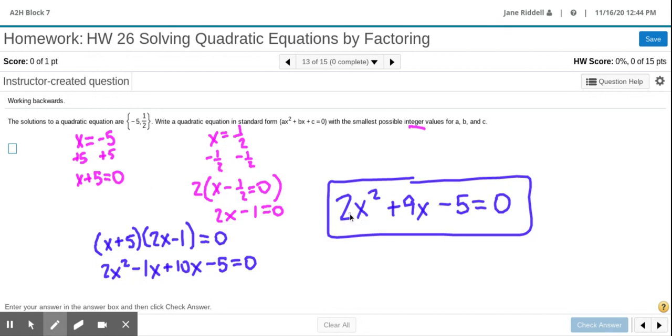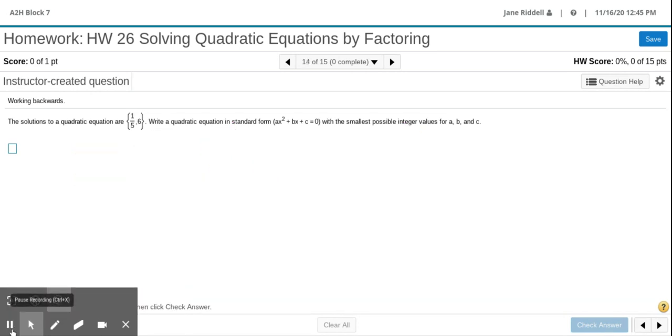Again, you can double check this work by typing this into Desmos. Don't put the equals 0, just put 2x squared plus 9x minus 5. Type it into Desmos and see that those x-intercepts are at -5 and positive 1/2. So question number 14, you'll do just the same way as we did question number 13. Notice that one of the solutions is a fraction, so you'll have to do what I did and get rid of the fraction by multiplying in order to clear your fraction.